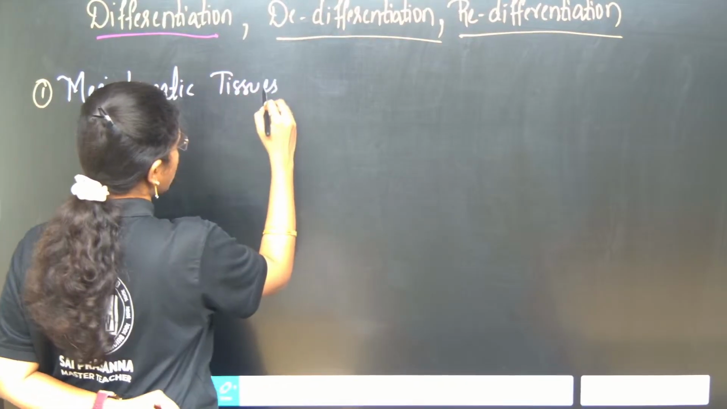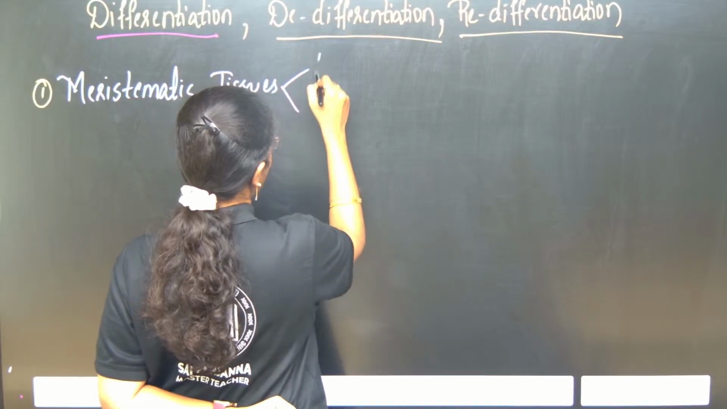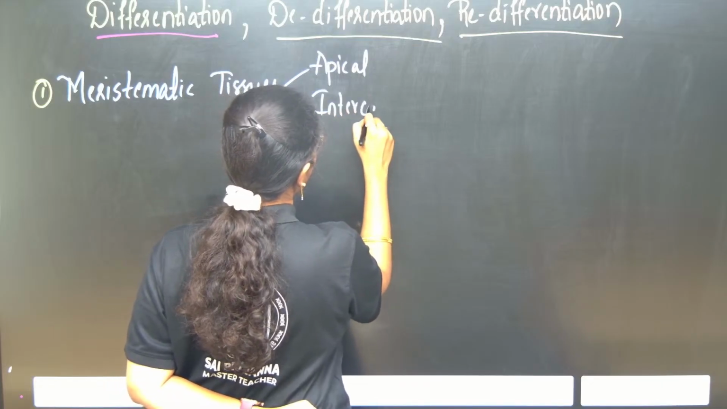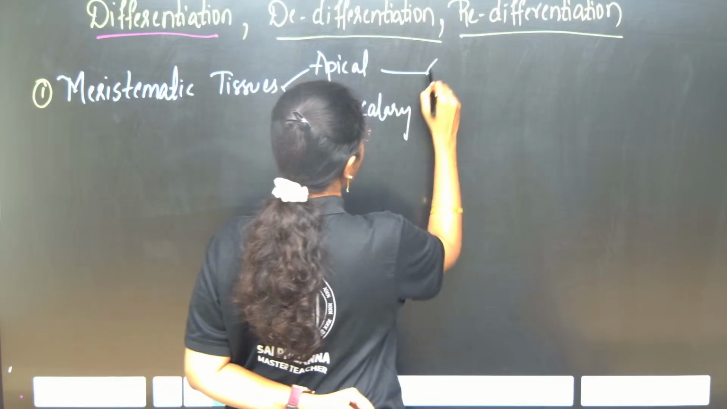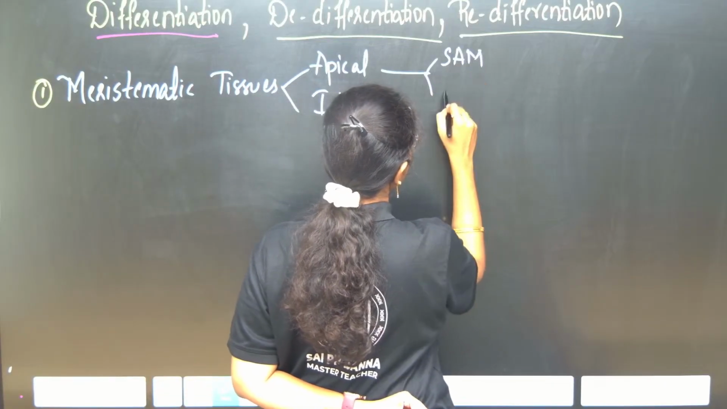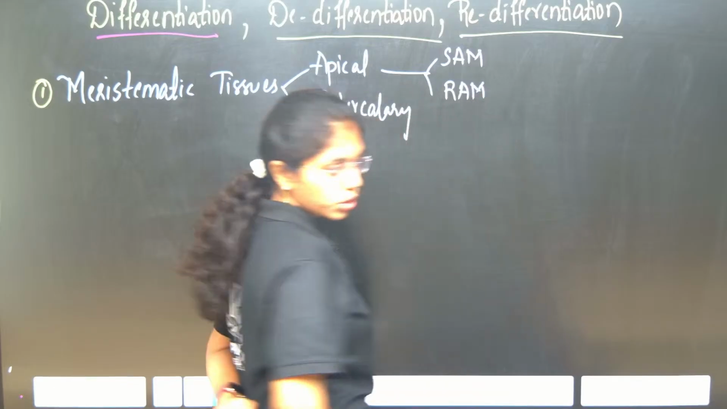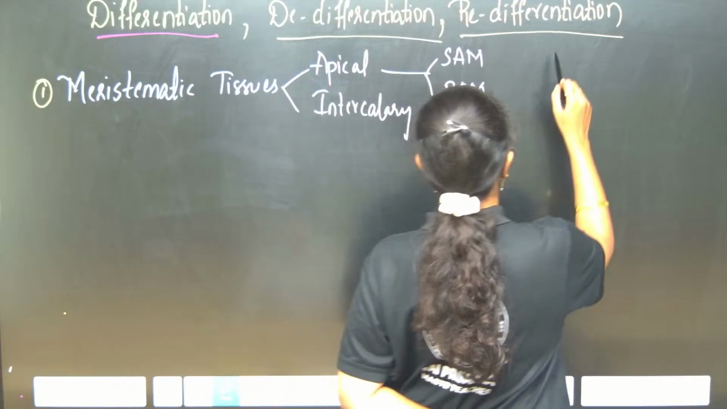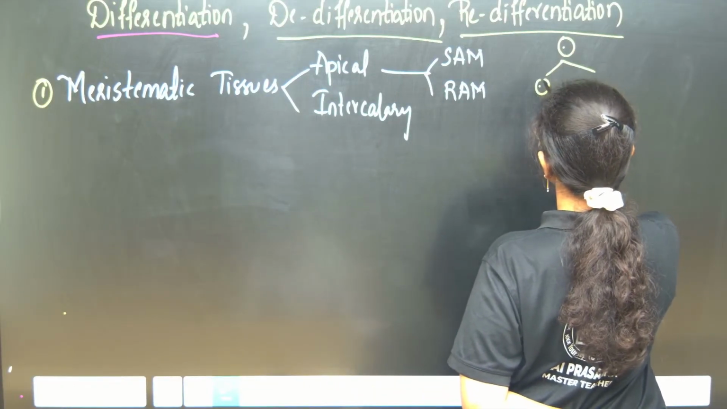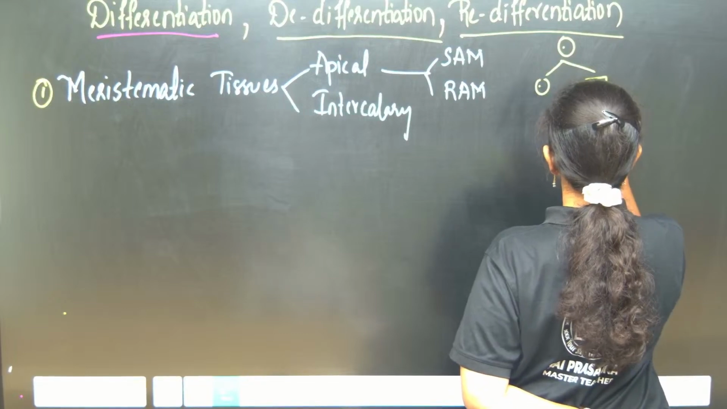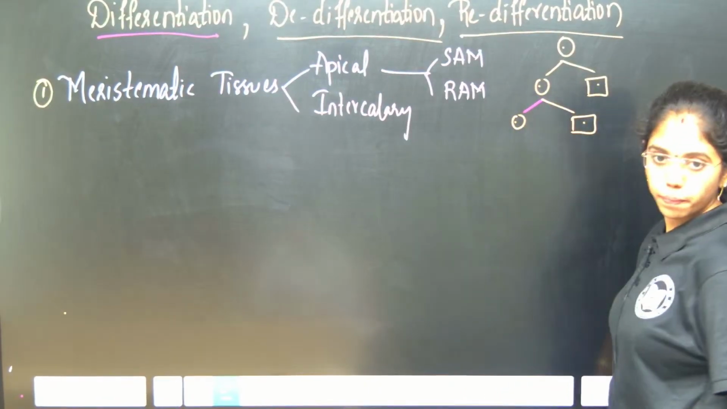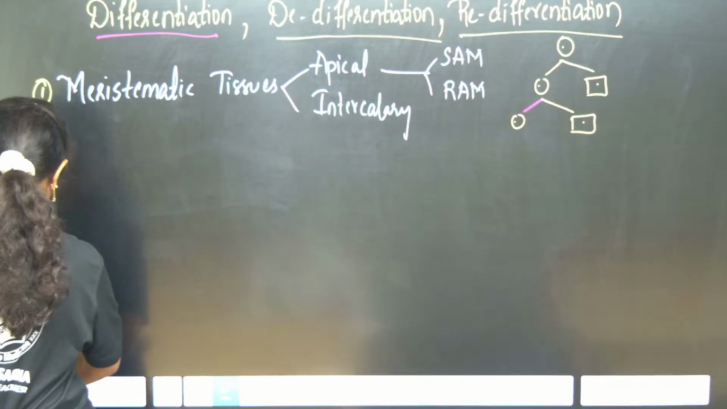We have two types of meristematic tissues based on position. What are they? Apical and intercalary meristems. Apical, again we have two types, shoot apical meristems and root apical meristems. Here you see these meristems will divide and divide. What type of division? Arithmetic division, where one cell divides into two, of which one continues the division and the other gets permanent. Again this continues the division, other gets permanent.